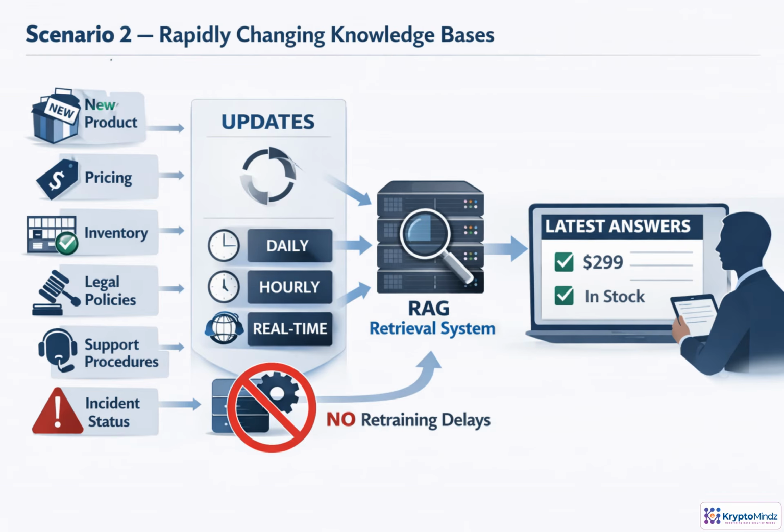When knowledge changes fast, freshness becomes the main challenge. Product details, prices, inventory, policies, and incident updates may change every day or even every minute. Fine-tuning the model each time would be slow and risky. RAG avoids that by checking the latest approved source at answer time, like consulting the current manual instead of relearning the whole job.